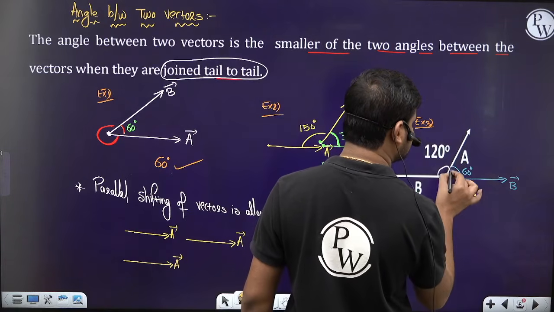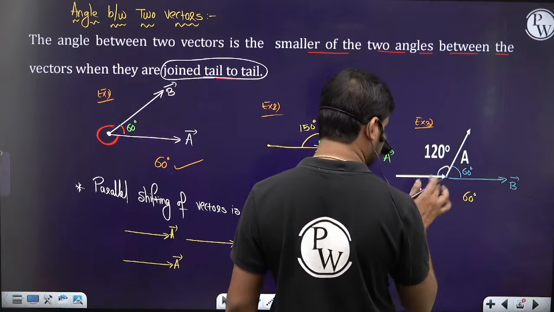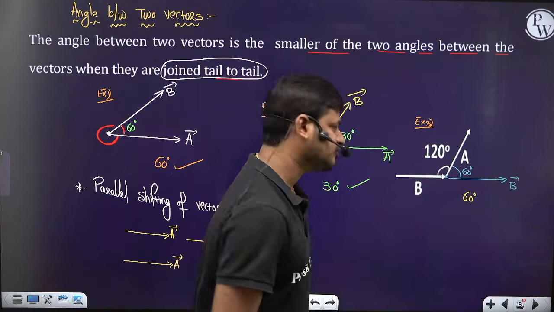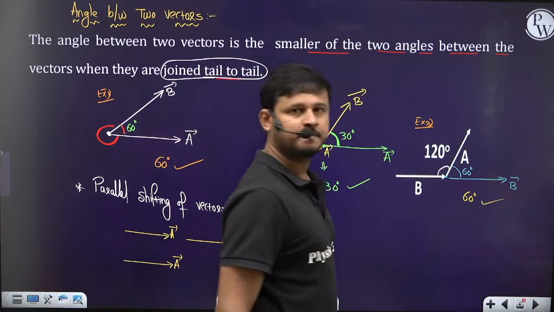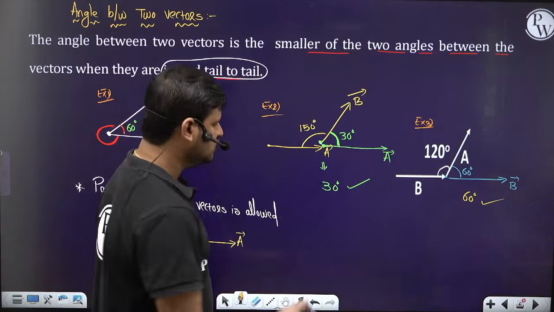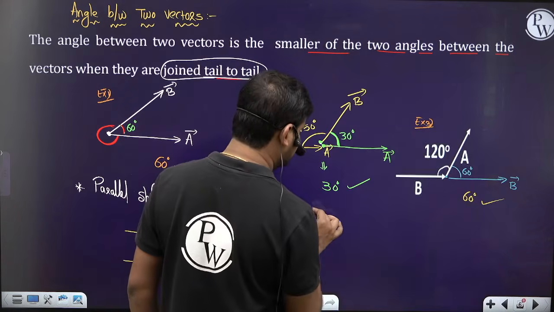Smallest angle we should take. The outside one, 300, will be there, right? So you should not take the larger one. You should take the smaller angle. Understood? Clear?